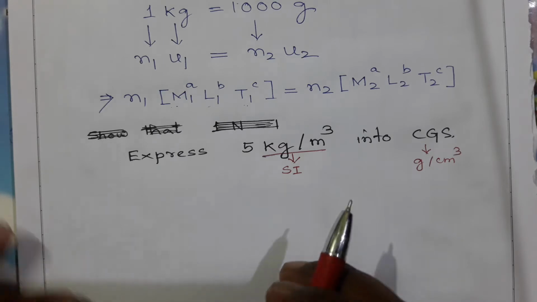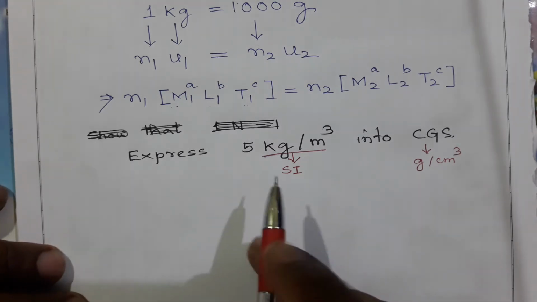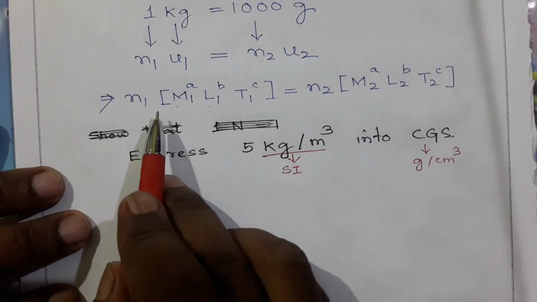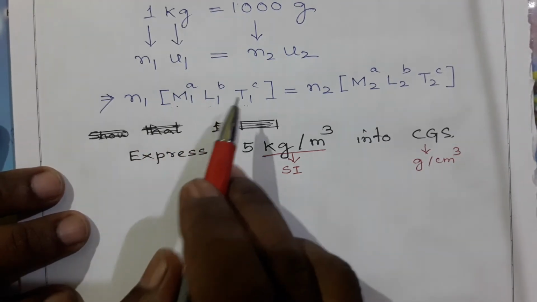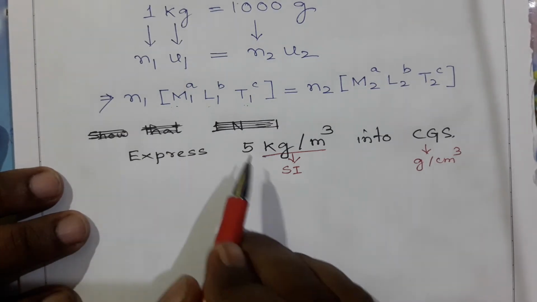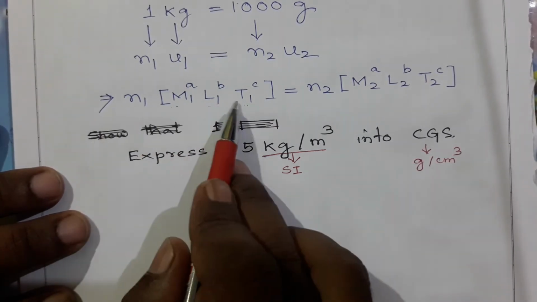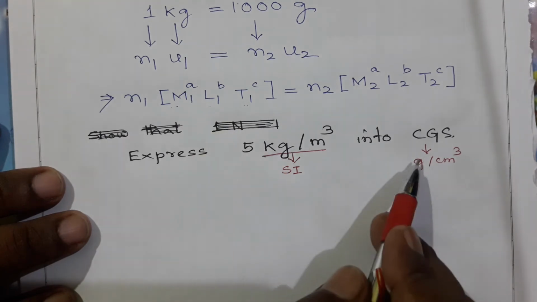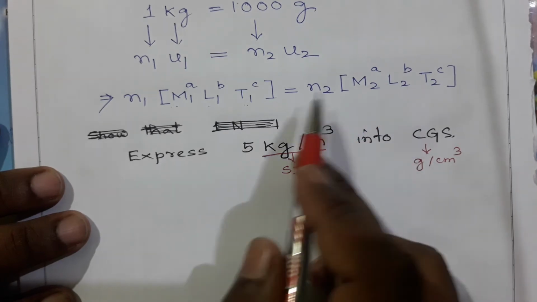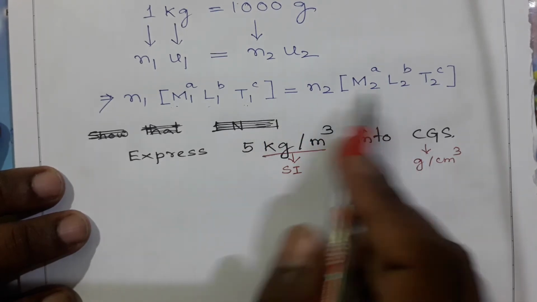Now remember an important point. Whatever is given, we take as 1: M1, L1, T1, N1. What is N1? N1 is 5. Okay, whatever is given, that is taken as 1, and what is to be calculated, that is taken as 2. Understood? This is a convention. This is not a rule, this is a convention.